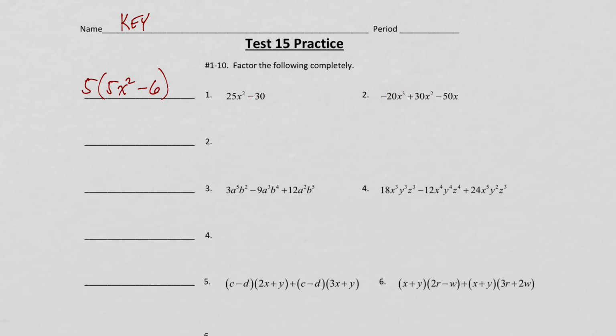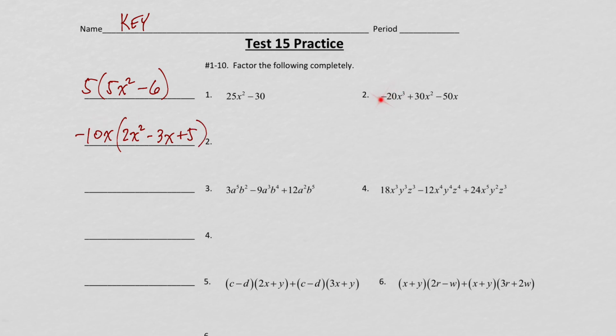Here, these are all divisible by 10, but I'm going to take out a negative 10 so that my first term is positive. And these are all also divisible by x. So I'm going to take out a negative 10x, and that'll leave behind a 2x squared minus 3x plus 5.